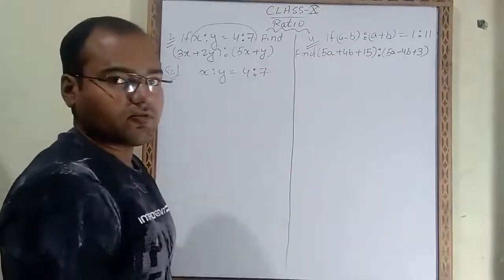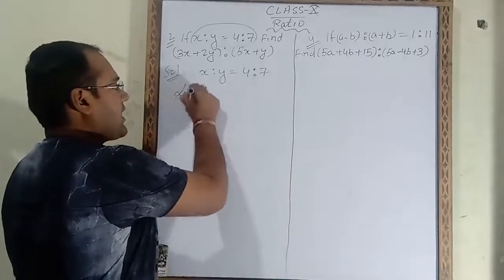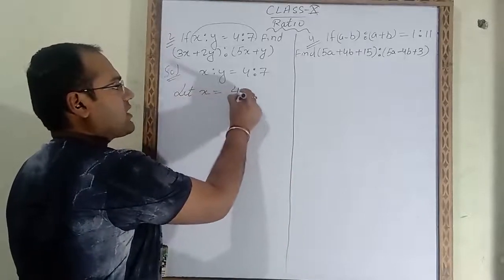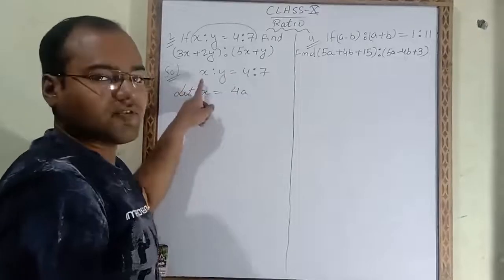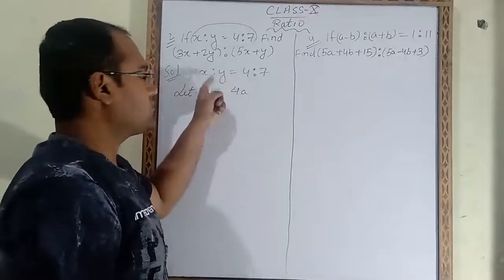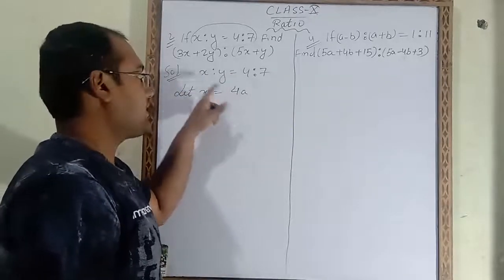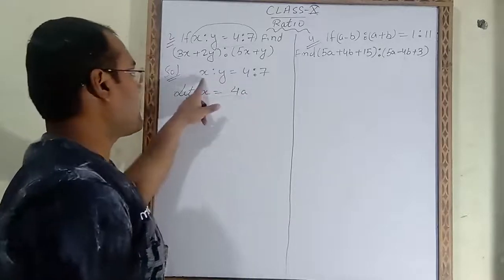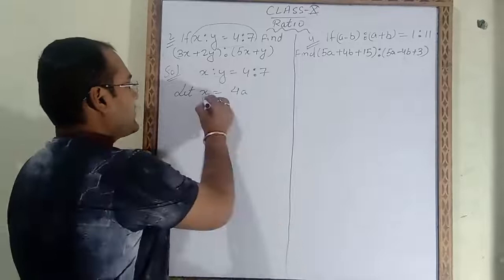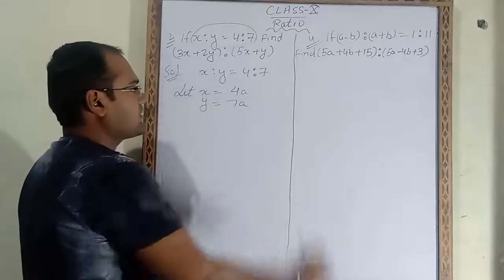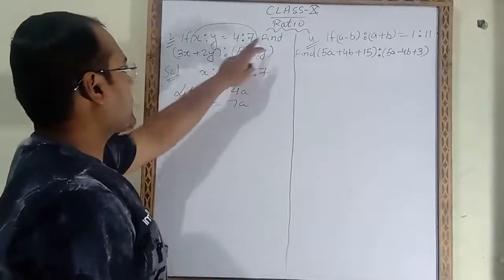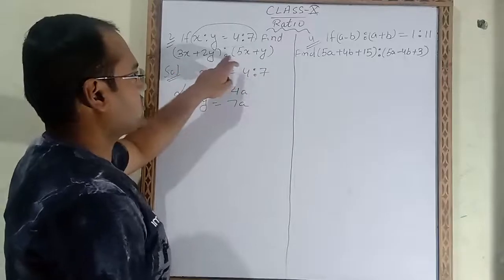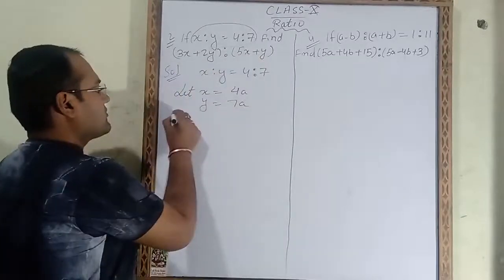So first of all, we will assume that x is 4a. Here two alphabets are already there, x and y, so we will assume another alphabet other than x and y. Let's say we have taken a. So the value of x is 4a, the value of y is 7a. Now we have to find 3x plus 2y ratio 5x plus y. So this we will take now.